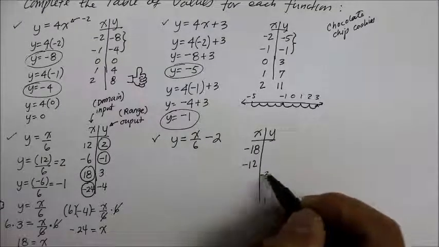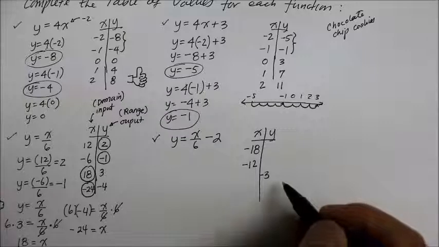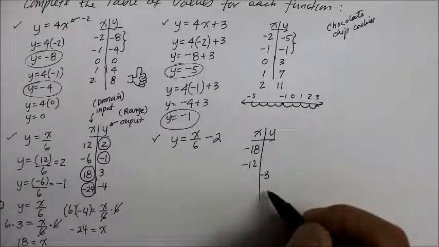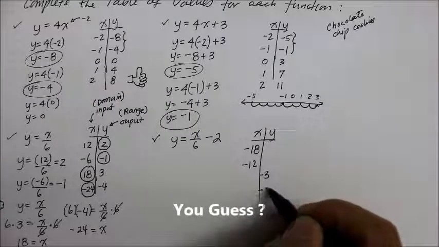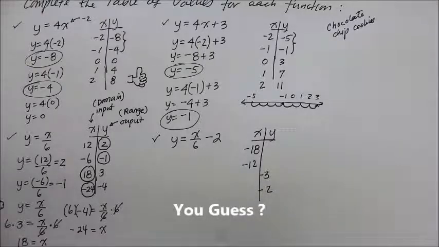Actually, make it negative 3. And negative 2, I guess. How's that? Let's see if that works, huh? Let me pause here for a second.